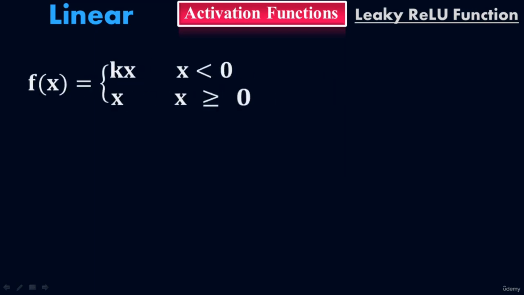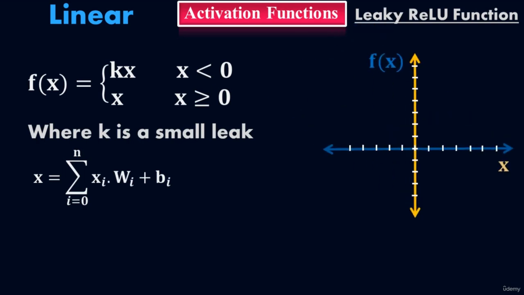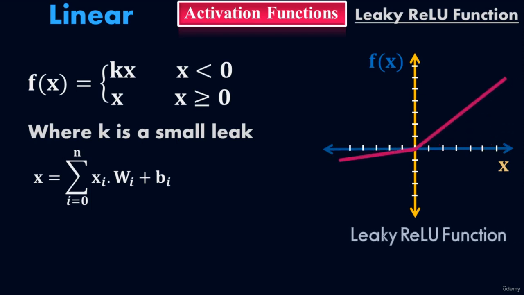Let me give you the mathematical equation here, where f of x equals kx when x is less than 0, and x when x is equal to or greater than 0. K is a small leak, where x equals the summation of input times weight plus bias. Now let me show you the graph of the leaky ReLU activation function. This is the respective graph. Look, as I said, on the negative side we have a slight leakage here. When you look at the graph, it's still trying to be linear, but there is a small leak on the negative side.